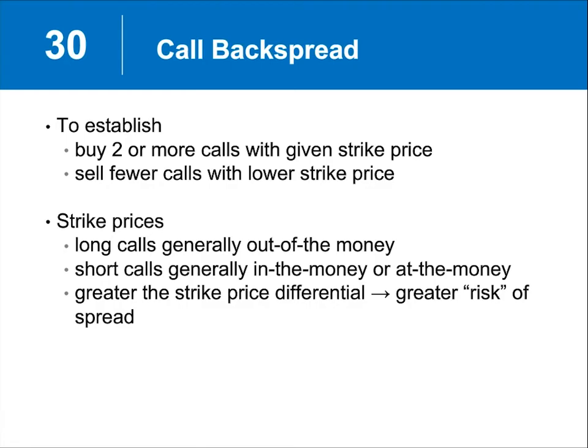So let's take a look at a call backspread. Again, we're going to buy 2 or more calls at a strike price and sell fewer calls at a lower strike price. So if we buy at a strike and sell at a lower strike, we're actually creating a credit spread here. Let's say we sell the in the money, we buy the out of the money or the ATM. We're creating that credit spread.